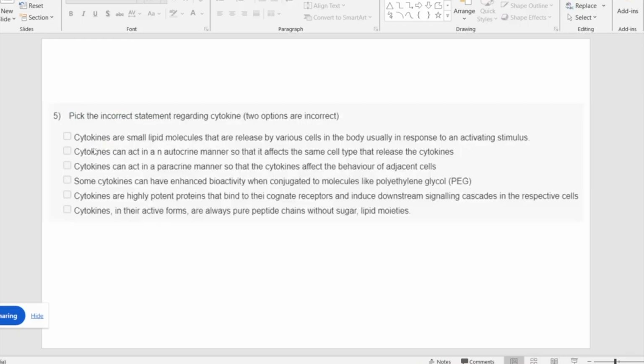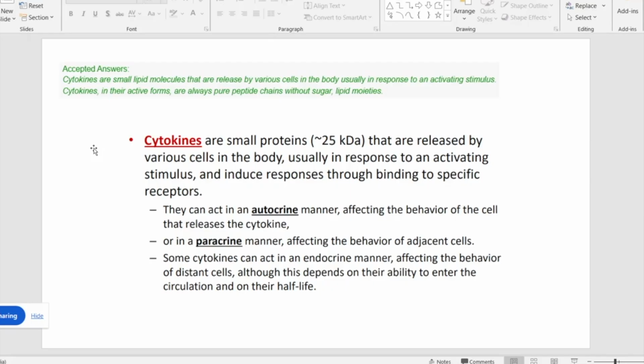Next, pick the incorrect statements regarding cytokines. Correct options here would be option 1, cytokines are small lipid molecules that release various cells in the body, usually in response to activating stimulus, and the last option, cytokines in their active forms are always pure peptide chains without sugar and lipid moieties. Instead, cytokines are small proteins that are released, and they are not always pure peptide. They come with sugar and lipid moieties attached to them as well.